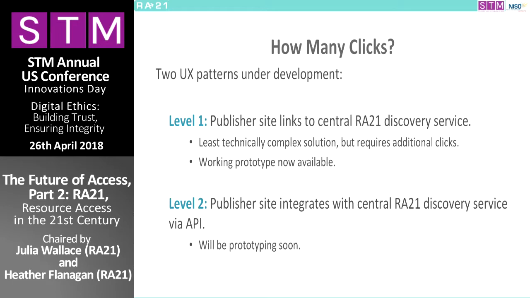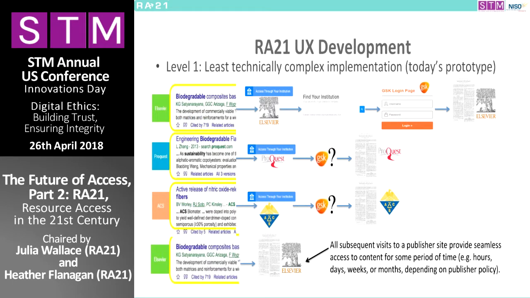So here's the how-many-clicks story today. When you start at Elsevier's site here, you land on Elsevier's site, you don't have access, you're going to see some kind of a consistent banner, a consistent link that says access through your institution. You then have to go and find your institution based upon your email address or based upon your institution's name.